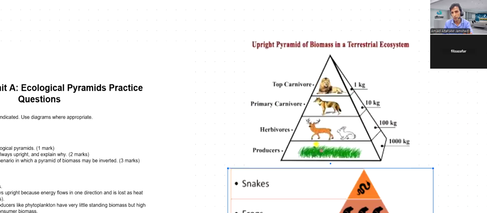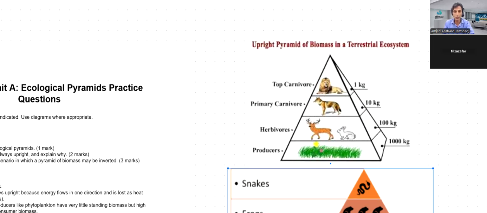So I'm going to start with you the pyramid of biomass. This is again what we are trying to understand, the level of energy, somewhere the level of biomass, and this is how we'll go for the pyramids of numbers as well.